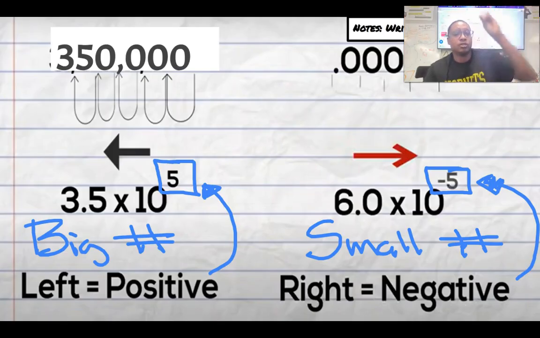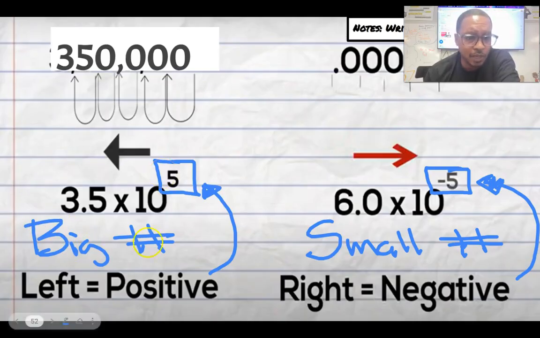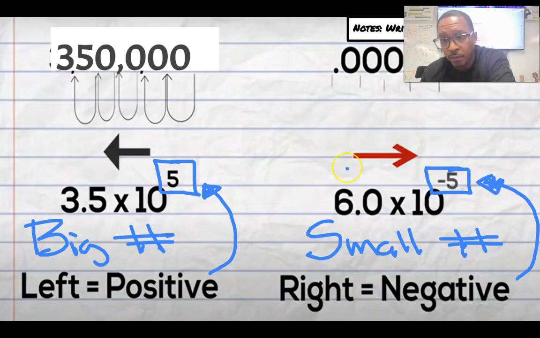Mr. Farr is going to go to the next slide, but pause the screen if you need it and take these notes down. And again, I'll just walk this one more time. If it's a big number like 350,000, then the exponent is going to be positive, and you're going to move the decimal place to the left. If it is a small number, then the exponent is going to be negative, and you're going to move the decimal place to the right.